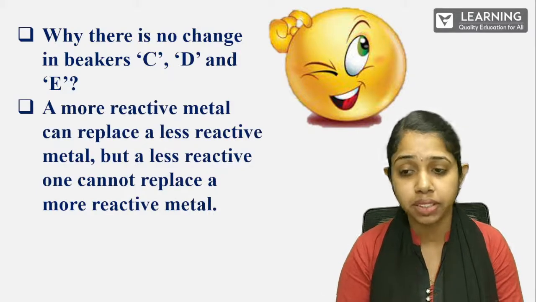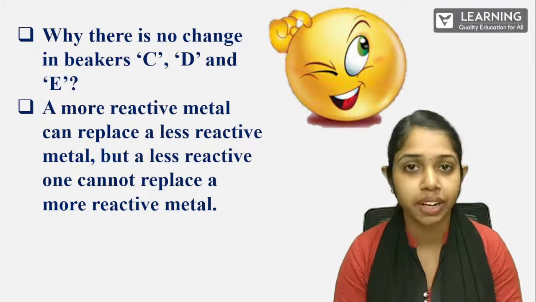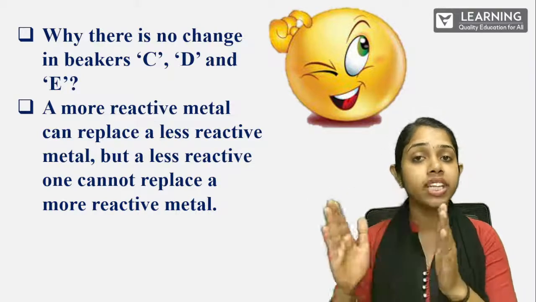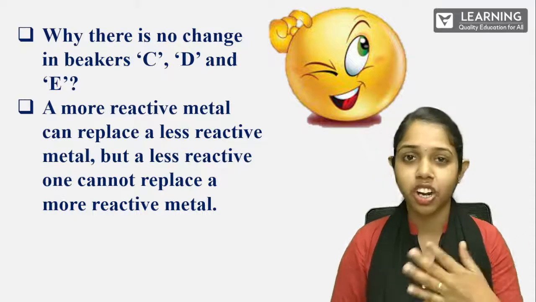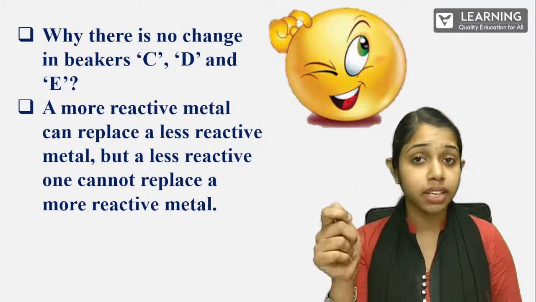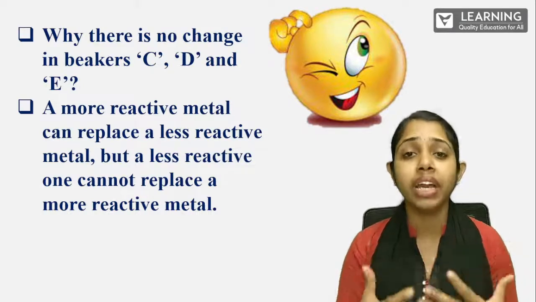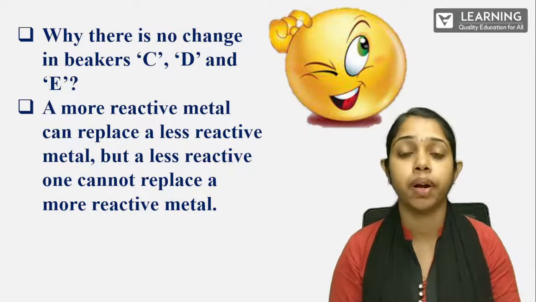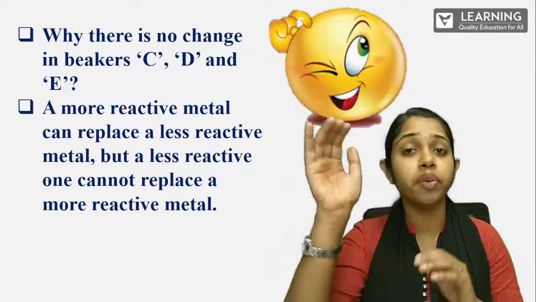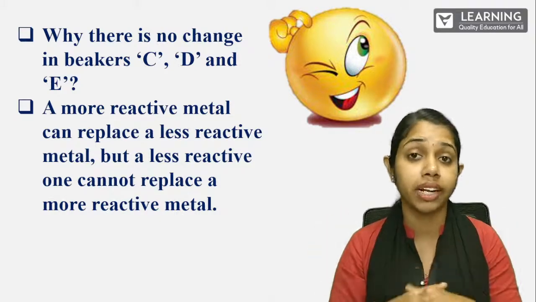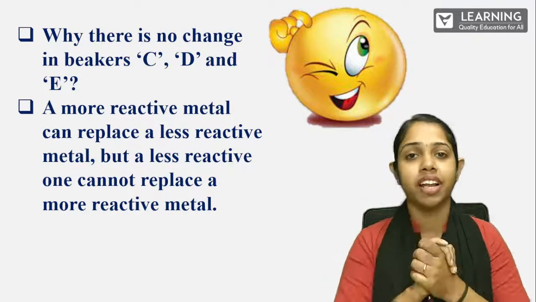A more reactive metal can replace a less reactive metal, but a less reactive one cannot replace a more reactive one. This is the rule that all these five beakers follow, the scientific reason for whether they react or not. We understand that zinc is going to replace copper, right? Zinc is a very reactive metal that is going to replace copper. But copper and iron are not as reactive as zinc. That is why they cannot replace zinc in the reaction. Only zinc can replace these particular elements in the reaction.